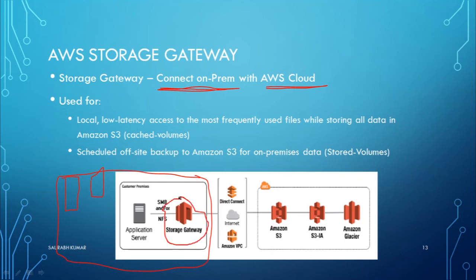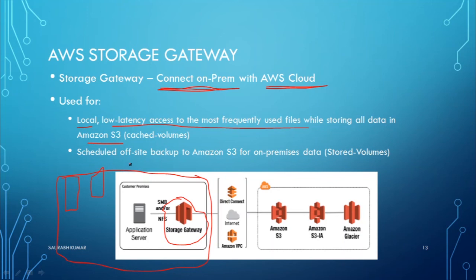The storage gateway also runs within your premises, but it helps you get low latency up to your Amazon S3 and up to your Amazon Glacier to upload your files. So generally the storage gateway is used for local low latency access to the most frequently used files while storing all data in Amazon S3. Sometimes you have a server here, but relevant files you always store on S3. If you want low latency between them, so that your server can quickly access the data stored on S3, you can have a storage gateway.